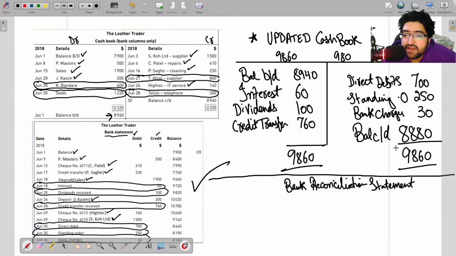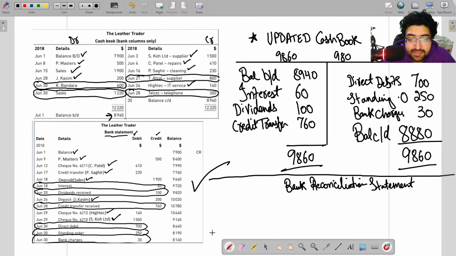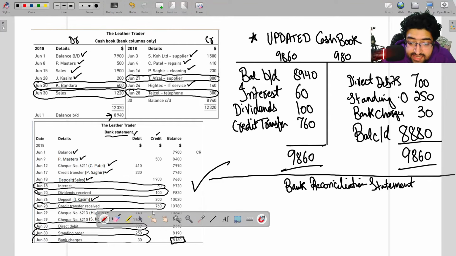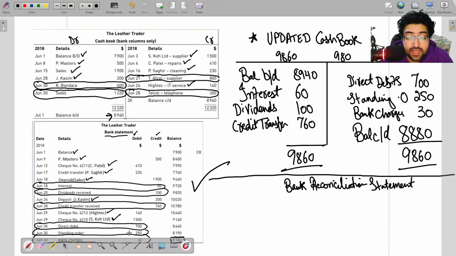Because even when I have this new balance 8880, it is not the same as the balance of the bank statement. As you can see, the bank statement balance, the final balance, is 8160. So there are still some things which we have to account for. Those two things, as I've told you previously, are unpresented checks and uncredited deposits. Unpresented checks are those checks that we have given to people, but they haven't gone to the bank to withdraw money. So in this case, we have these two as unpresented checks. Unpresented checks are always on the credit side.